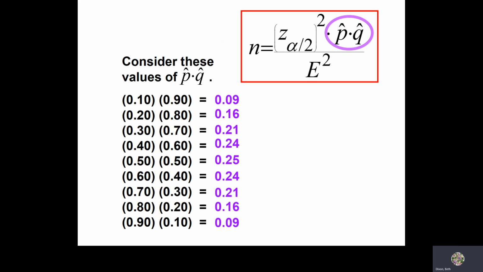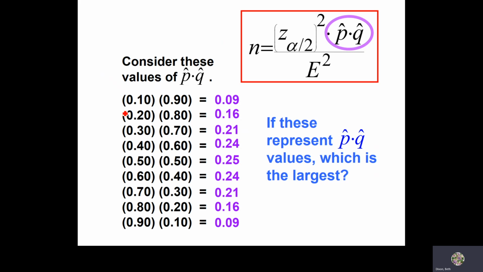You can pause and look at that, but as you read it, notice that the values vary from 0.09 to 0.25. We could put other numbers in there, but what a mathematician discovered is that the largest it can get is 0.25. If these represent our p hat and q hat, what's the largest that the product could be? The largest it's going to be is 0.25. It will never get larger than that.